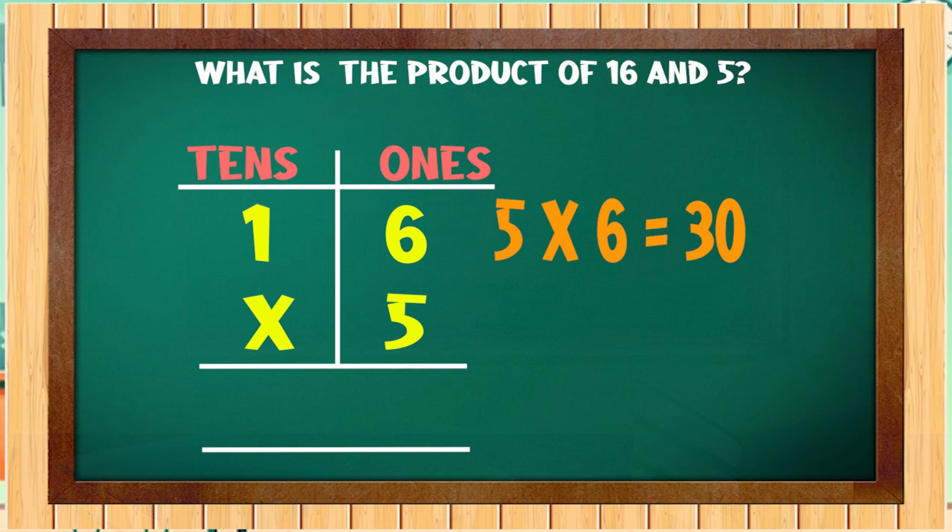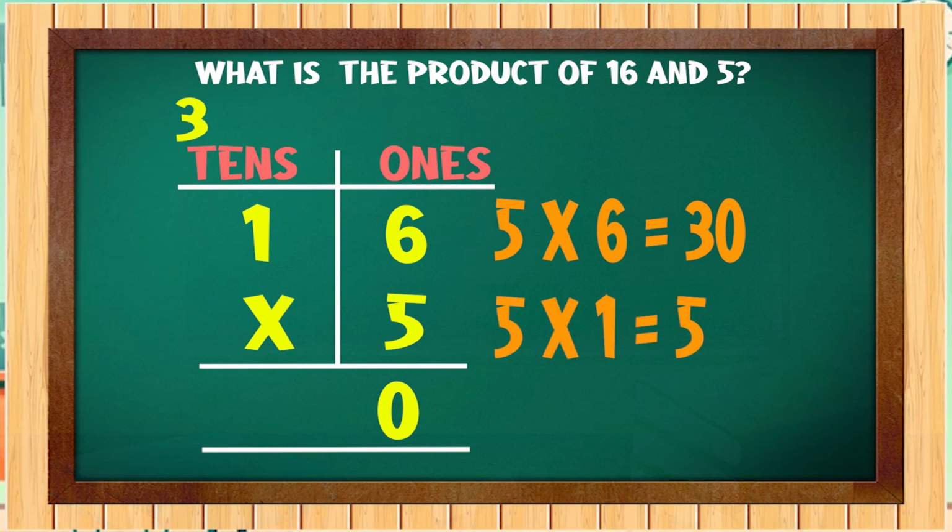We start by multiplying 5 times 6, which would give us 30. And 30, of course, is a double-digit number. So we write the 0 at the bottom under the 5, and we put the 3 at the top in the tens column. And then we multiply. 5 times 1 would give us 5, but we're not finished there. We have to remember the 3 that was written at the top. So we add 5 plus 3, and that would give us 8. Therefore, the product of 16 and 5 would be 80. Now that is the traditional way of doing it.